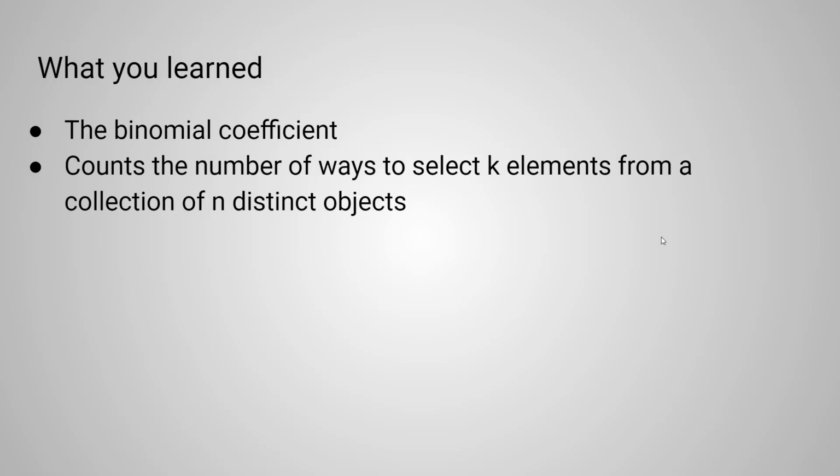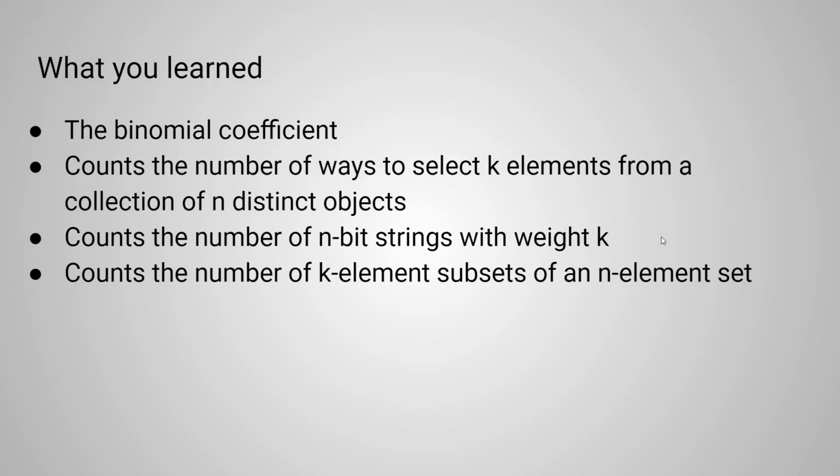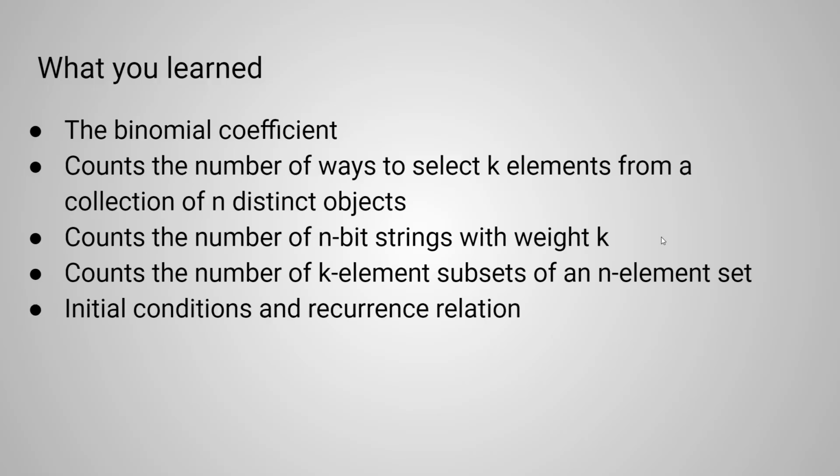In this video, we introduced the binomial coefficient, which is a number that gives the solution to two different counting problems: the number of n-bit strings with weight k, and the number of k-element subsets of an n-element set. We stated two initial conditions for the binomial coefficient and the underlying recurrence relation. And we learned about Pascal's triangle, which is a way to get the value of the binomial coefficient using a visual pattern. In the next video, we'll look more closely at a more general problem of how many ways there are to select items out of a collection when the ordering of the selection makes a difference.